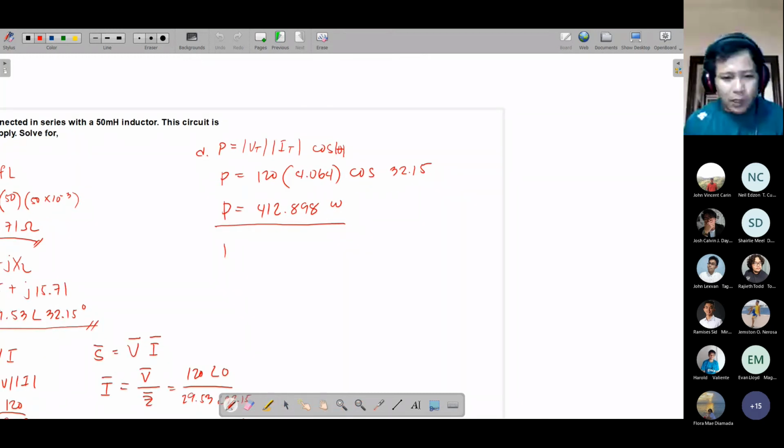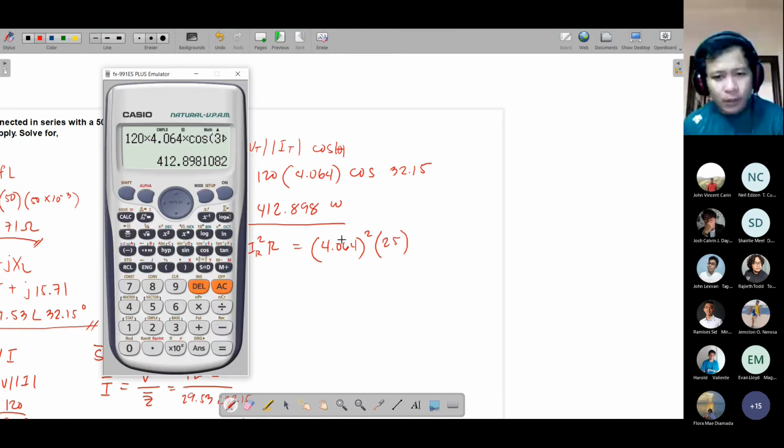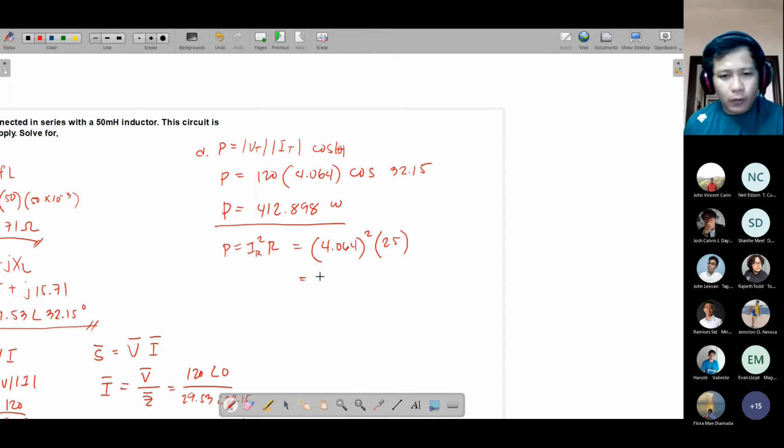How about we use P is equal to I squared R? Current and resistance. Since it is a series circuit, the current in the resistance is just equal to your total current. So this is just 4.064 squared times the resistance, which is 25 ohms. Let's compute. You have 4.064 squared times 25. That will be 412.9024.